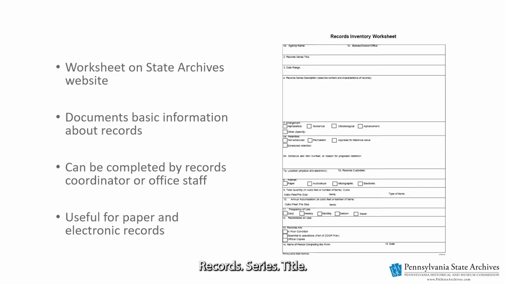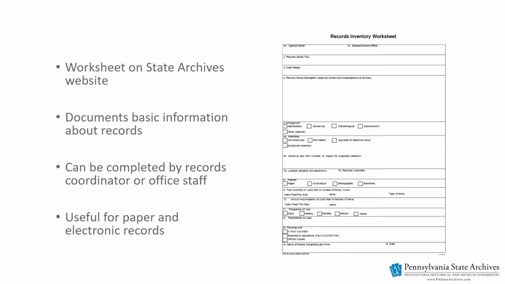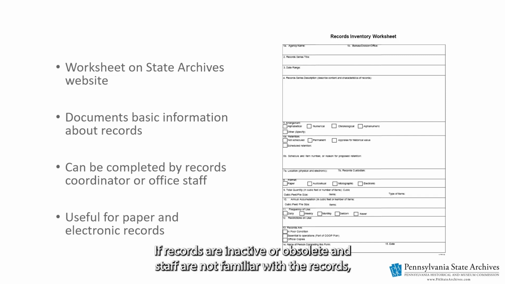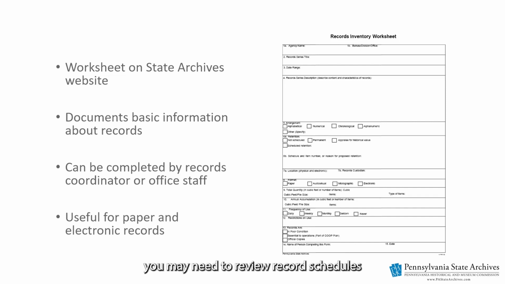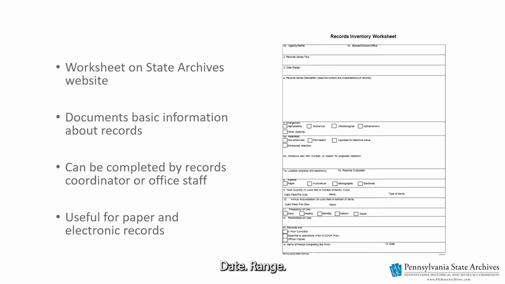Record series title. Enter the name staff in the office call this record. If the record's official name from the agency or general schedule is known, include that. If records are inactive or obsolete and staff are not familiar with the records, you may need to review record schedules to determine what the name of the record is. This could also be a sign that the record is currently unscheduled and that it should be added to your agency record schedule.